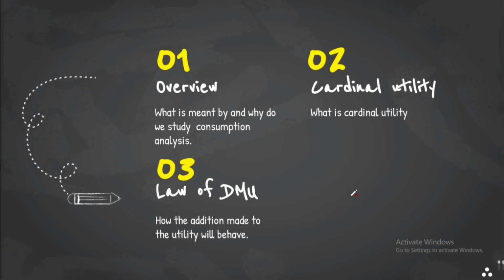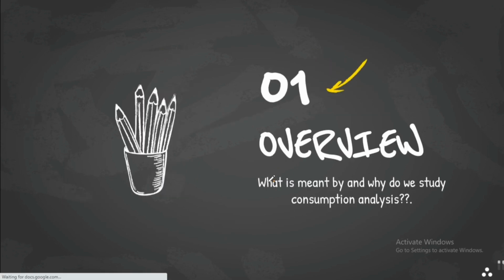In this video, we are going to see an overview of what is meant by consumption analysis and why we do it, and then about cardinal utility. What is cardinal utility? The reason why we see this is that cardinal utility is an approach used in consumption analysis under which we have the law of DMU. About this we will be seeing clearly in the later part of this video. So moving on to the introduction.